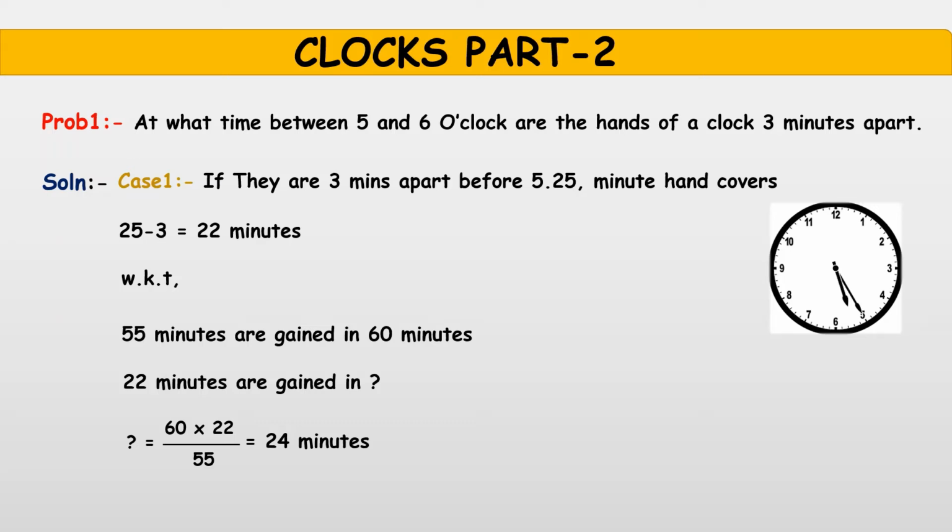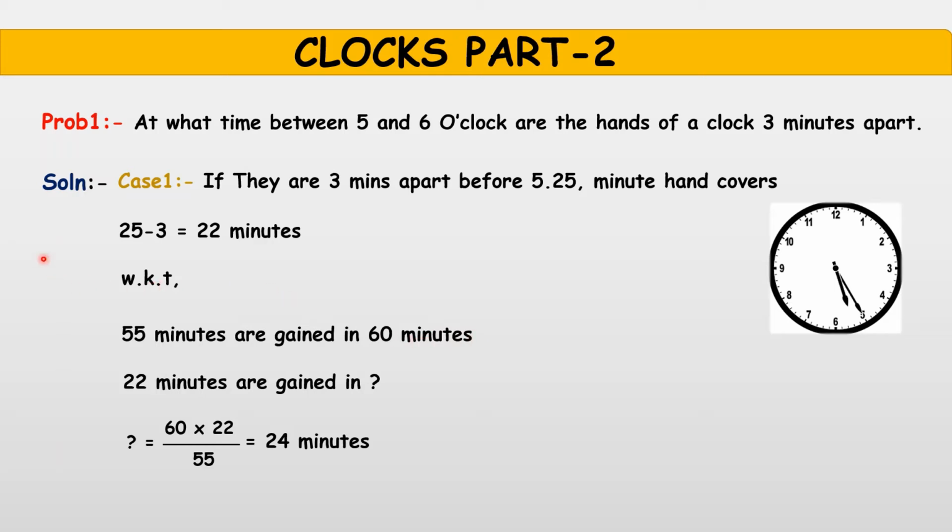Let us consider when both the hands are 3 minutes apart before 5:25. Before 5:25 means we need to subtract those 3 minutes from 25. So 25 minus 3 equals 22 minutes. So the minute hand gains 22 minutes, and the hour hand is at about 5. We know the standard formula, that 55 minutes are gained in 60 minutes.